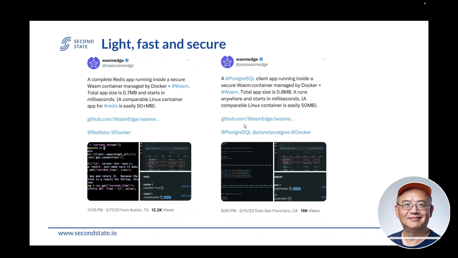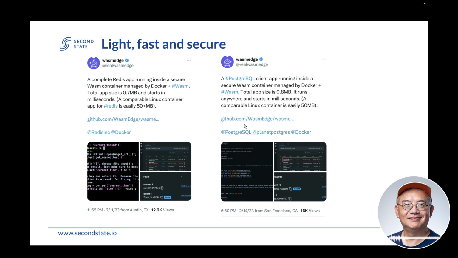You can have a completely functional application, with a clear comparison to a Linux container application, at such a small size, right? On the right side, it's very similar, but instead of Redis, we're doing PostgreSQL, right? With PostgreSQL, the application that does create, read, update, and delete is only 800 kilobytes, 0.8 megabytes. Instead, if you look at the official Docker distribution of, say, an application that has a Postgres driver in it, right?